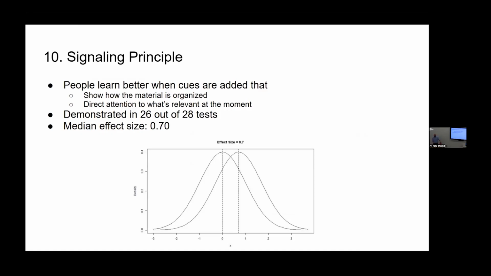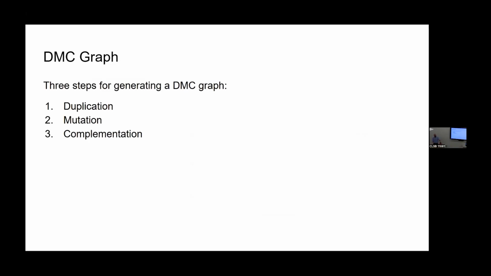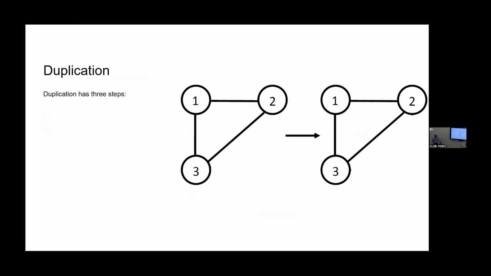So first of all, how the material is organized. What you should do is first give people an outline. So I'm going to be talking about how to generate a DMC graph. It has these 3 steps. Give people the outline first before you dive into the details of each subpart of the outline. And then later, as you're going through those subparts, include headings that indicate where you are in your outline.